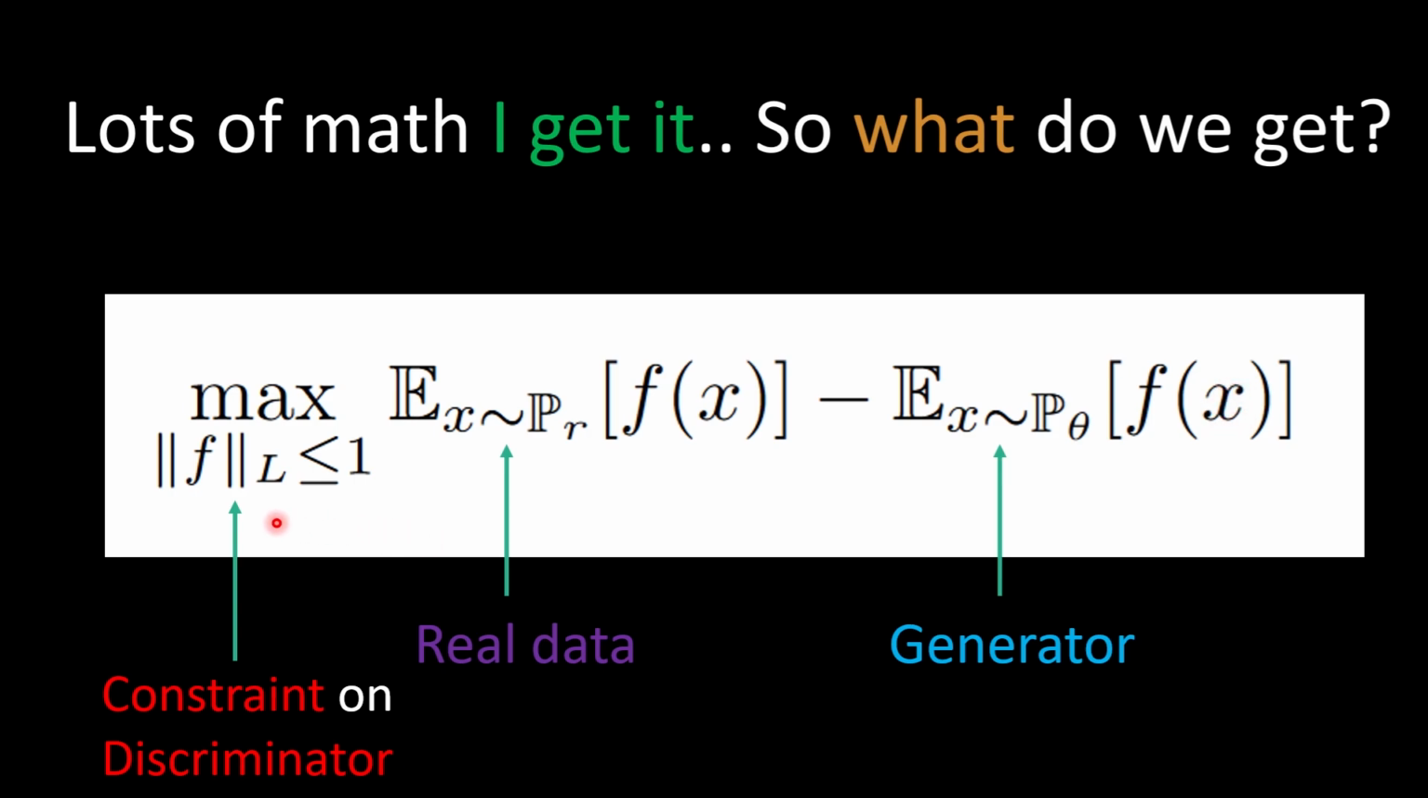But we have one additional thing, which is this constraint right here on the discriminator, which is that the function needs to be one Lipschitz continuous.